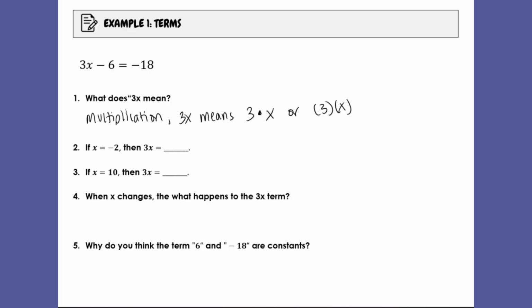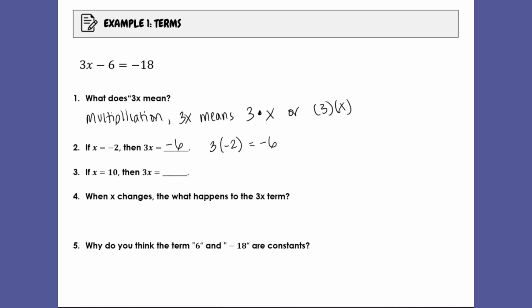So if you look at questions 2 and 3, it's asking you just to evaluate this expression. 3x, again, is an expression. It's a part of this whole equation. It's a term. A lot of different words that you can use for 3x. So number 2 says, if x equals -2, then 3x equals what? So I would substitute x for -2, and that means 3 times -2 would give me -6. So if x equals -2, then 3x would be -6.